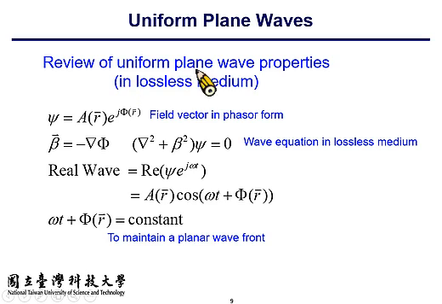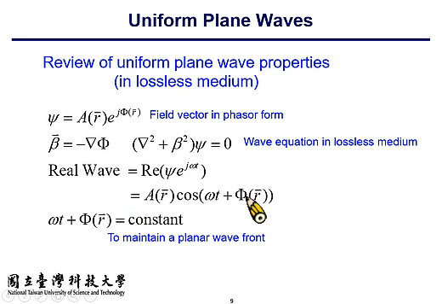So here we can review the uniform plane wave property. We already talked about this, so let's take a quick look. Here is the field vector in phasor form. You have the amplitude function, you have the phase function, and the vector phase constant is the negative of the gradient of phase function phi, and here is the wave equation in lossless medium. If you want the actual instantaneous description of the wave, you need to multiply the wave function by exponential j omega t and take the real part of it.